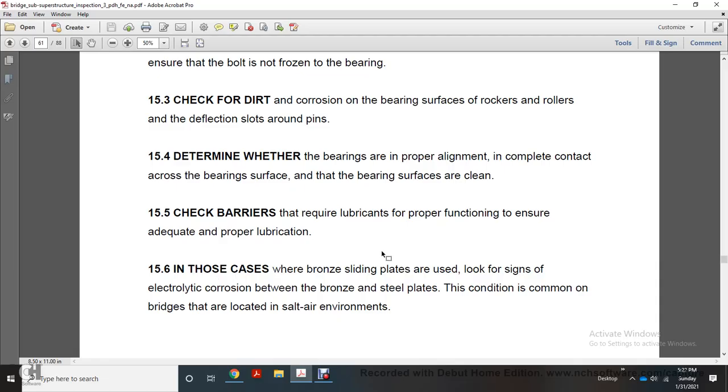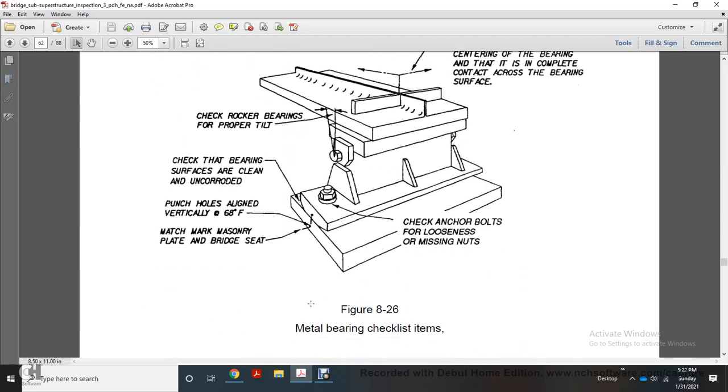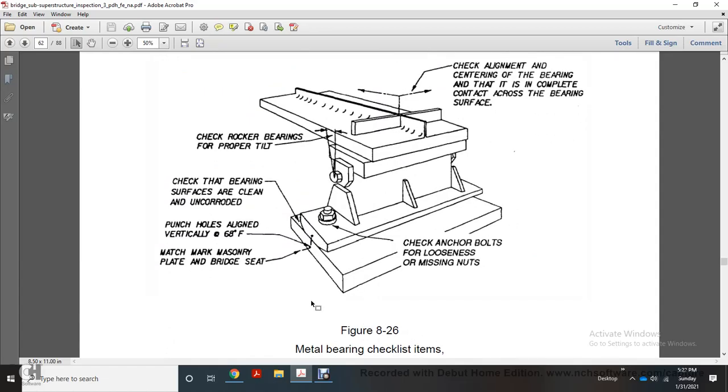In those cases with a bronze sliding plate, look for signs of electrolytic corrosion between the bronze and steel plate, a condition common in bridges located in saltwater environments. And then it shows a metal bearing checklist.